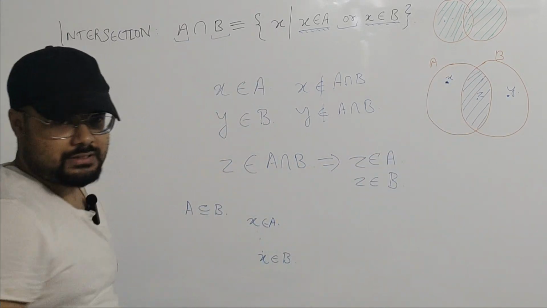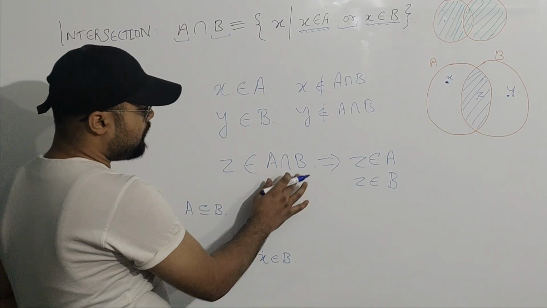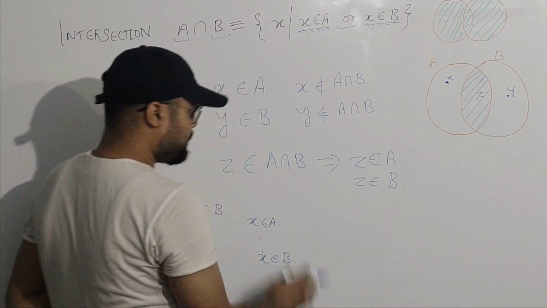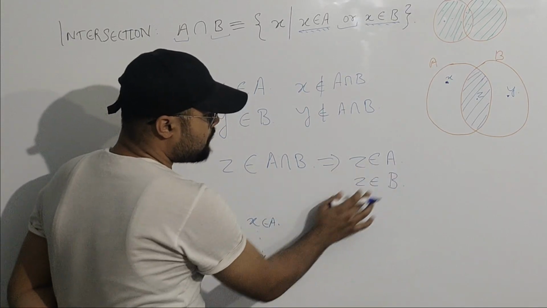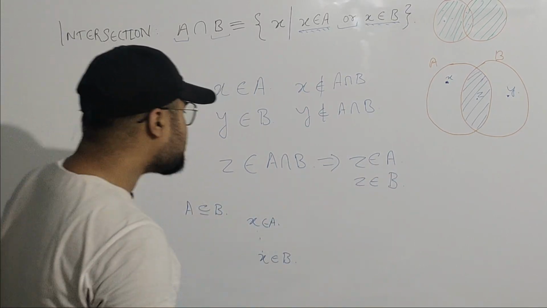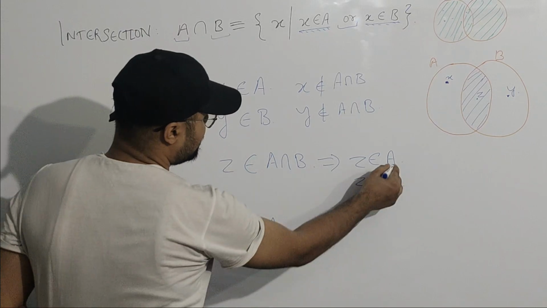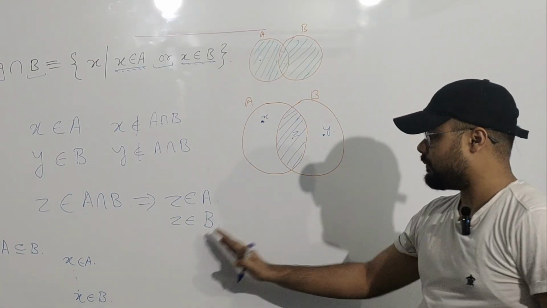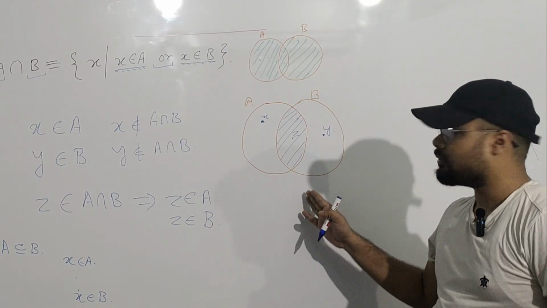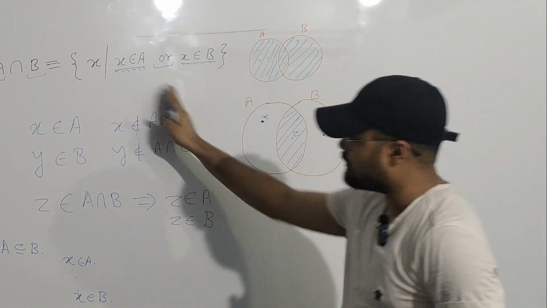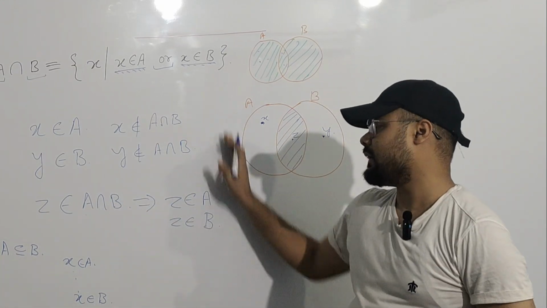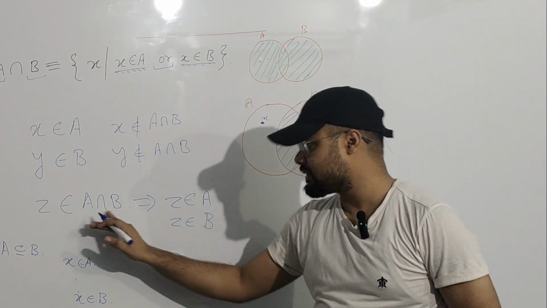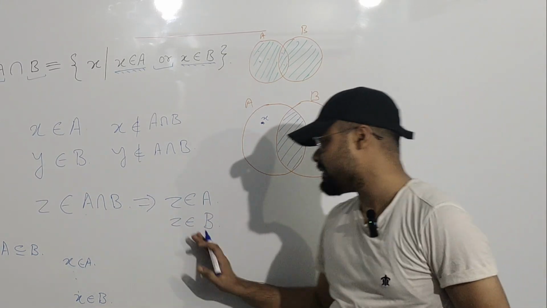So for any general element Z that belongs to A intersection B, it belongs to A also and it belongs to B also. It means that A intersection B is a subset of A and A intersection B is a subset of B. I have both ways of showing on this board right now. On one side you have the Venn diagram, on the other side you have this approach. If there was no Venn diagram, this inference is enough to tell you that A intersection B is a subset of A and A intersection B is a subset of B.